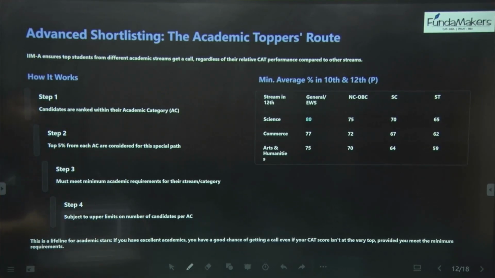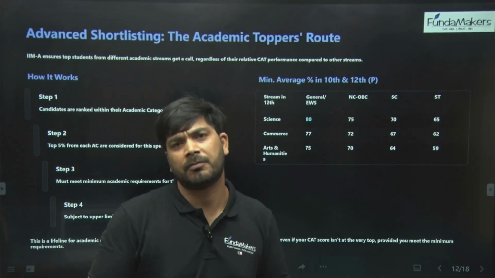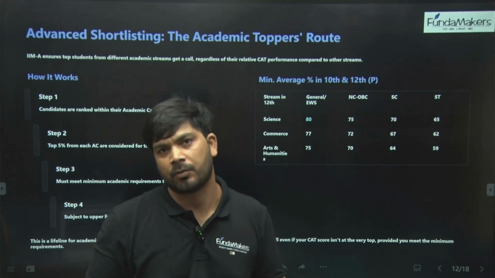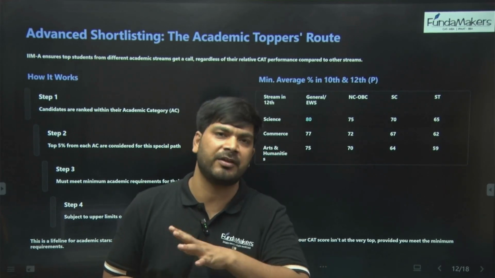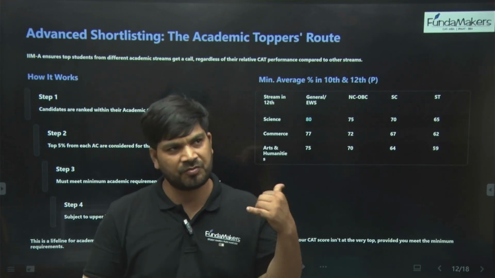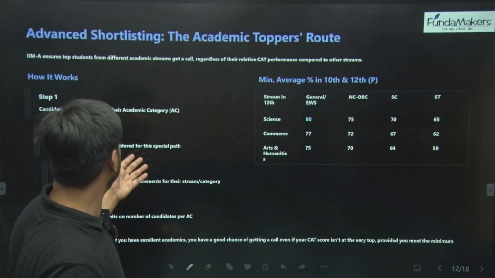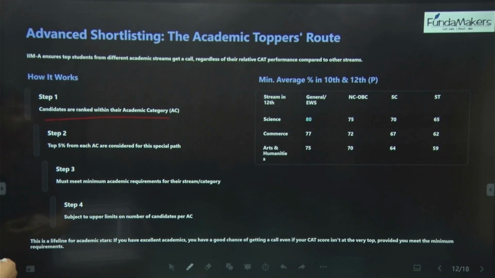Advanced shortlisting. IIM Ahmedabad also has something called advanced shortlisting, wherein the top 5% of every academic background, like for example, there are 100 students who are BTech students and they applied to IIM Ahmedabad, the top 5% of those students will be given a call. Candidates are ranked within their academic category. Top 5% of each AC is considered for this special path. This is different from the normal call we are seeing. This is an advanced shortlisting.